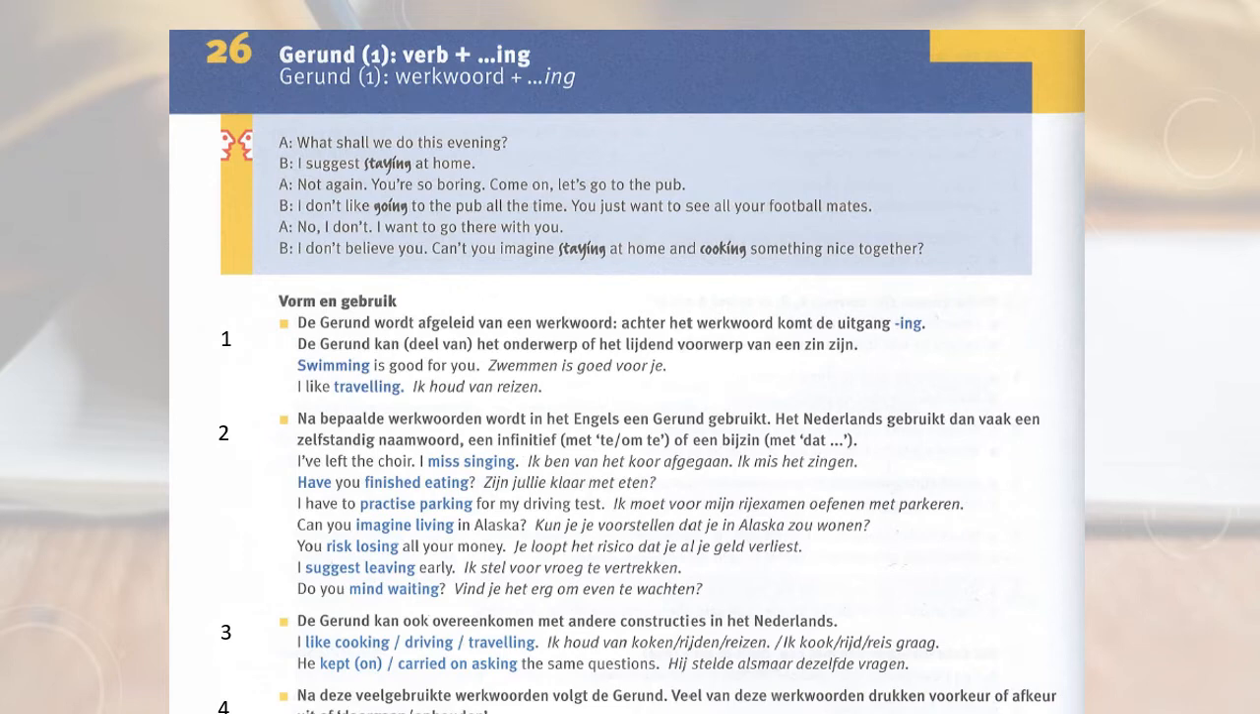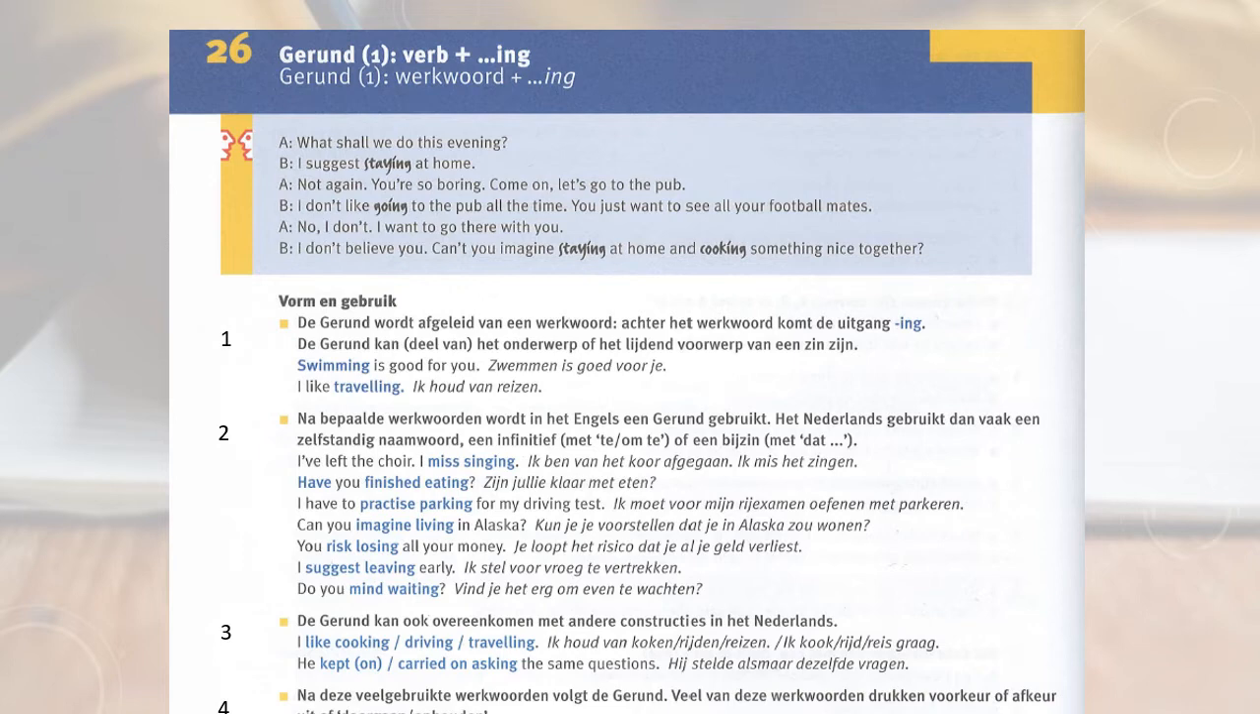If you look at number 1, you can see the first function. So a gerund can be the subject, het onderwerp, or the direct object, het leidend voorwerp, of a sentence. For example, swimming is good for you. Here we have a gerund, swimming, and this is the subject. Zwemmen is goed voor je. I like traveling. Here we have a subject I, so het onderwerp is I, but you like something and that is traveling. So here we have the gerund as a direct object. So the first function, a gerund can be a subject or a direct object.